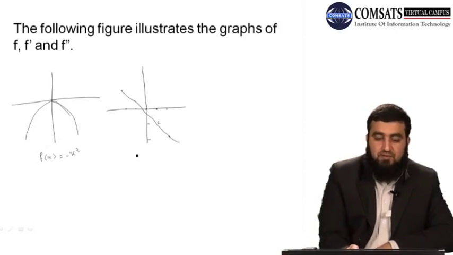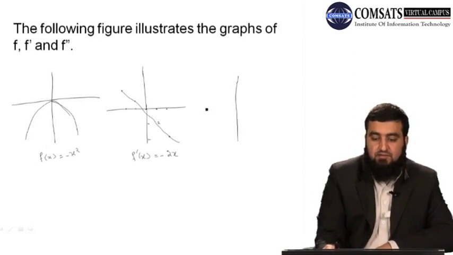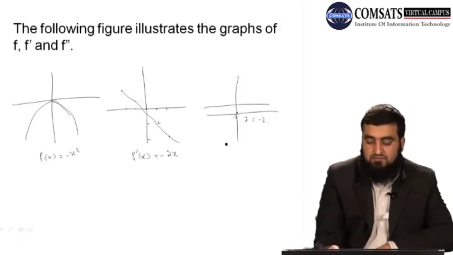So this is the graph of f prime of x, which is minus 2x. And then we have the graph of f double prime of x, which is minus 2. So y is equal to minus 2 is this line. So this is the line y is equal to minus 2, and here we have minus 2.